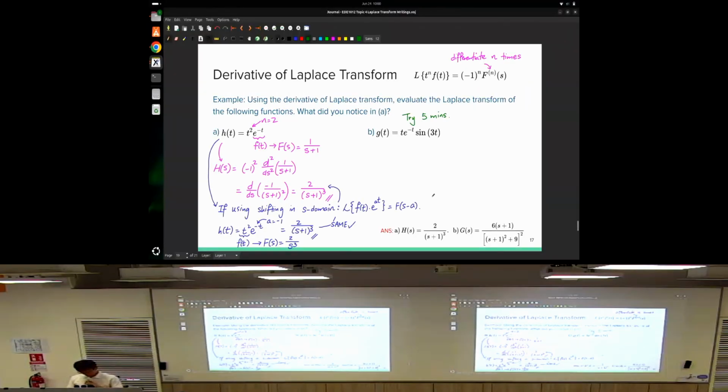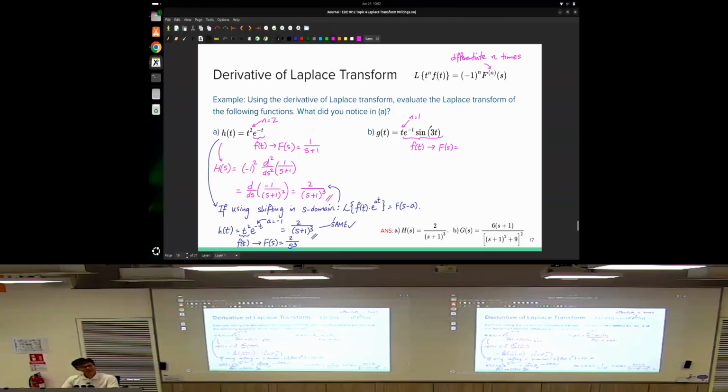Right, so let me go through. If you look at the expression here and do a comparison, then n is just 1 because it is t to the power of n, so n equals 1. Then the f of t must be this part. But this f of t has two functions multiplied together. You can always do the s shifting because of this e to the minus t. So the F of s must be the sine 3t Laplace transform shifted by minus 1. So it's just plus 1.